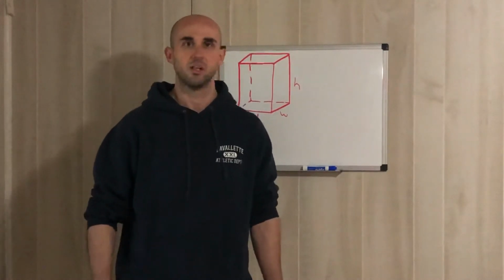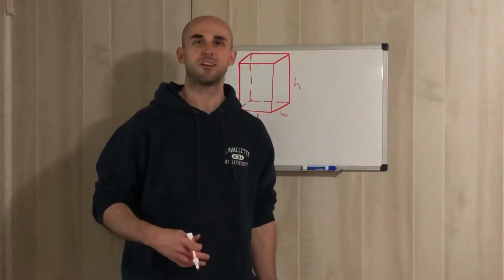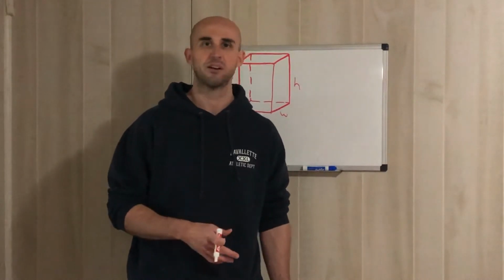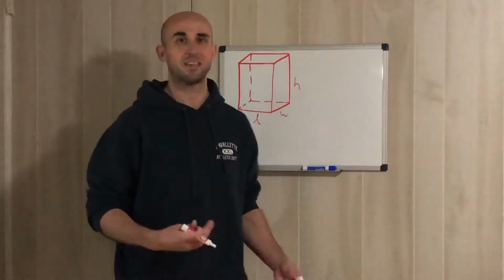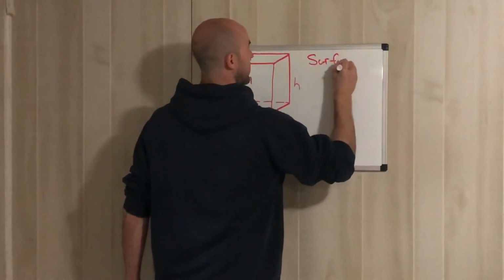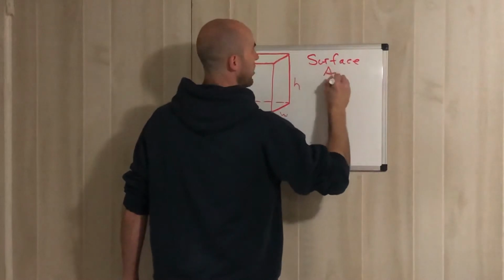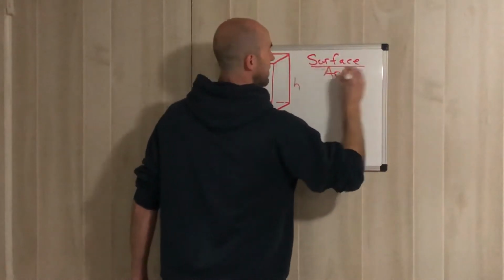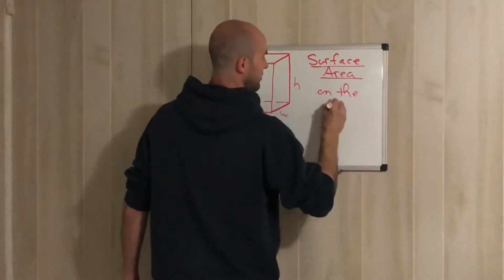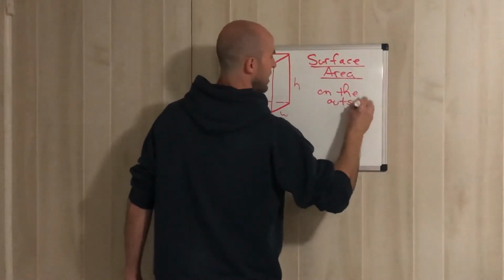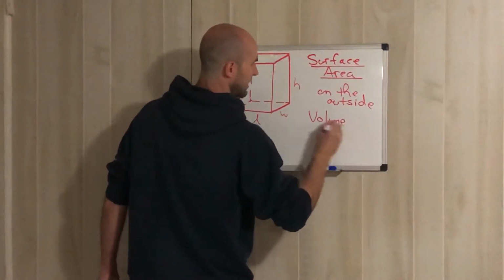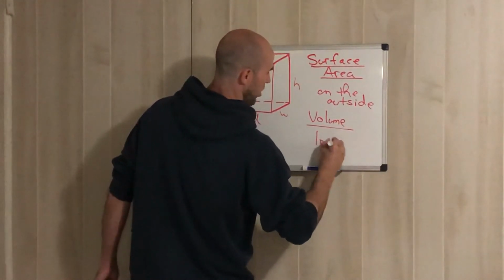and volume. So the one thing you got to know about surface area is always what's on the outside of a figure. Volume is always what's on the inside. So again, surface area is always what is on the outside, right? It's on the outside. And volume is always what's on the inside. So always think of it this way.